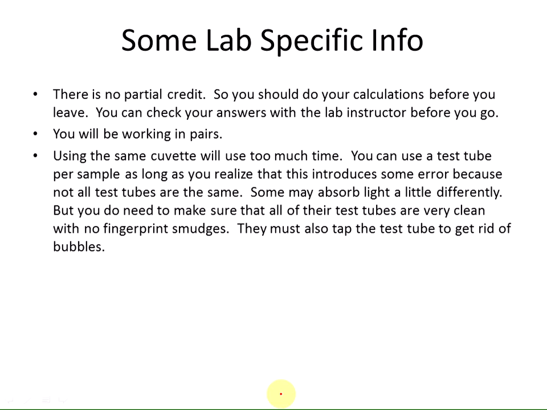And for this lab, for typical absorbance measurements, you should be using the same cuvette for all of your measurements. But that's going to take too long, because if you do that, you'd have to clean the cuvette between each sample. You'd have to do 4 measurements at each of the wavelengths, and you have to calibrate at each of the wavelengths. That just takes too much time. So make your samples in 4 different test tubes. But just know that this is going to introduce some error, because all these test tubes are not exactly the same, so you might get some variances in your data.